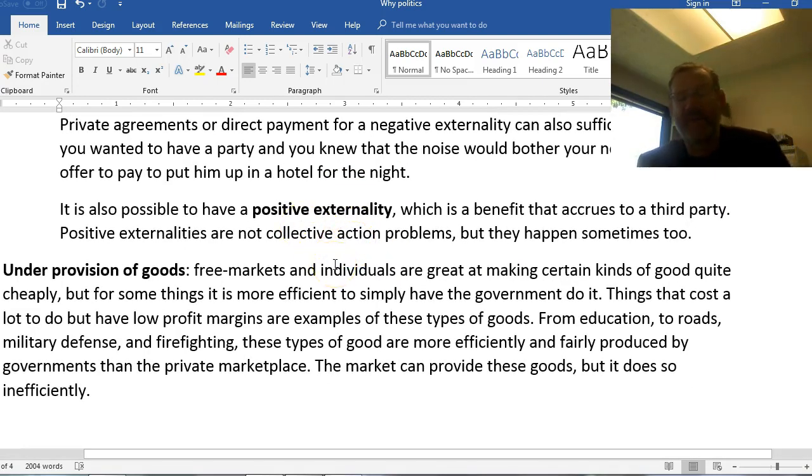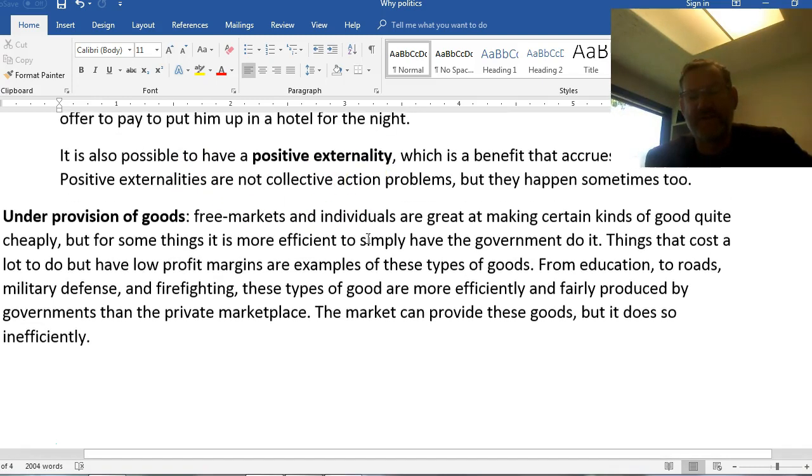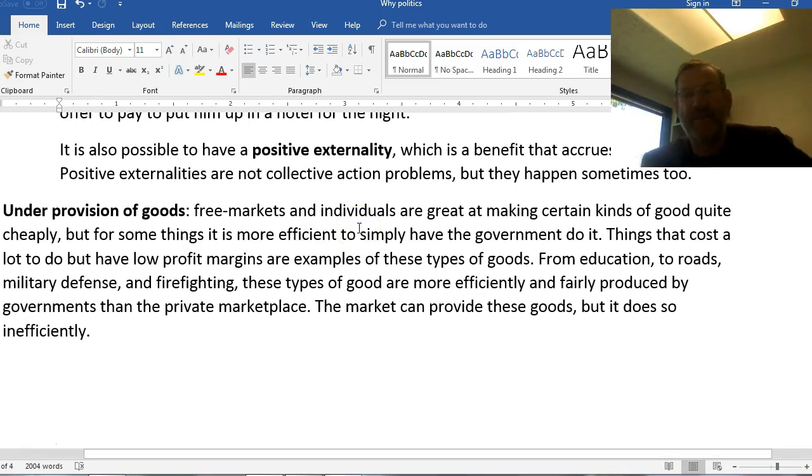It's also possible to have what we call a positive externality. A positive externality is a benefit that accrues to a third party. Positive externalities are not collective action problems, but they're important to keep in mind, and they're interesting and helpful. So, education is shown to have lots of positive externalities. People become educated, they're more innovative economically, they're more likely to start a business, they start a business, they make jobs for other people, etc. All of these can be viewed as positive externalities from education.